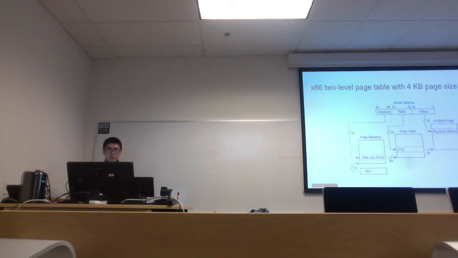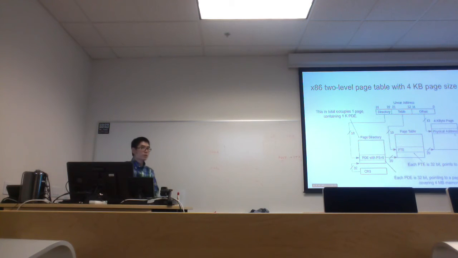A linear address is a 32-bit number, and we use the upper portion of this number to point to a page directory. This directory contains 1K page directory entries, and each entry points to a page table which contains 1K page table entries. And each page table entry is 32-bit that translates one virtual page to a physical page.